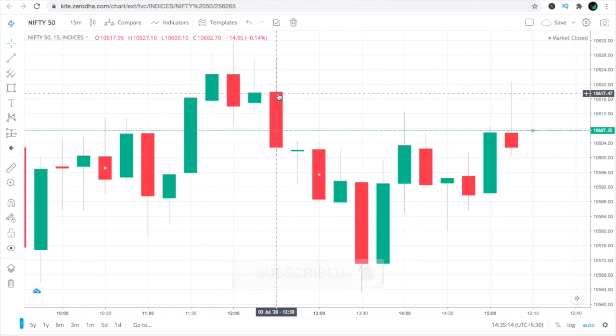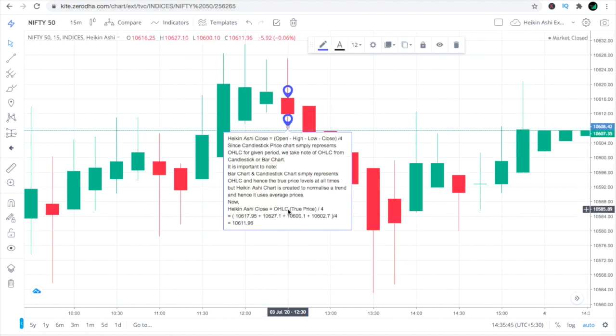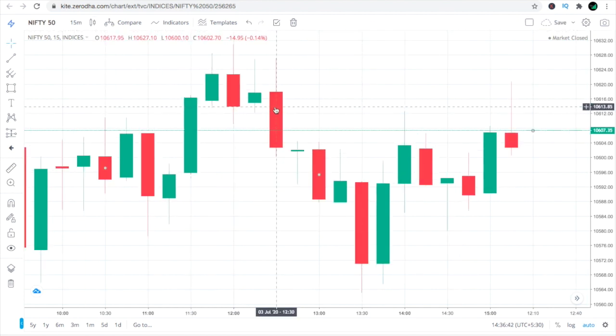Here we can see that the opening price is 10,617.95, high is 10,627.1, low is 10,600.1 and close is 10,602.7. So when we take this data available to us and put it in a formula, which is OHLC of the true price divided by 4, it comes to 10,611.96, which will be the closing price of this particular candle. And hence we can say that the body formed in the Heikin-Ashi chart will be different from the body formed in the candlestick chart.